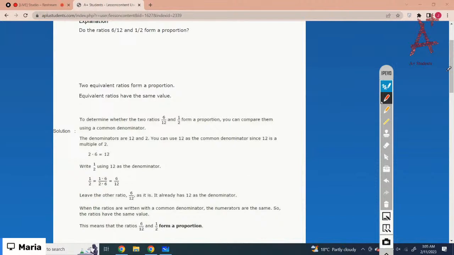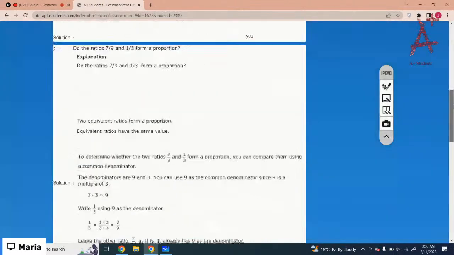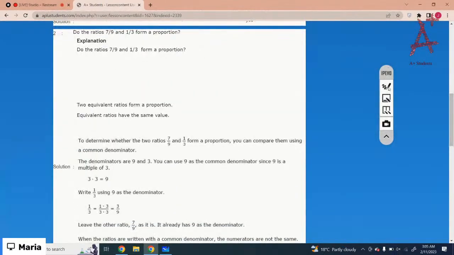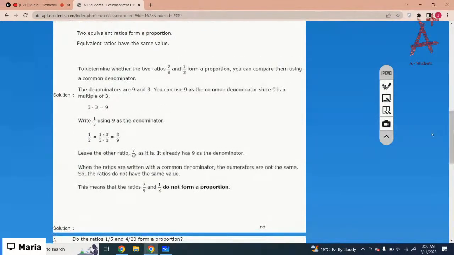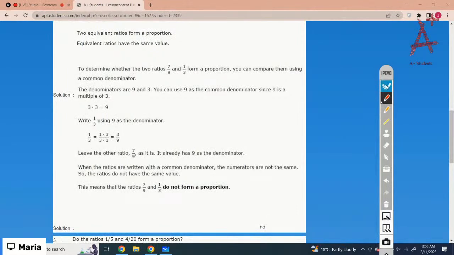Okay, let's do another example. The next one: do 1 over 3 and 7 over 9 form a proportion? So you are given two fractions. You need to see if they form a proportion. Got it? How can you see if they form a proportion? You have to compare both the fractions. First of all, we have to make their denominators the same.